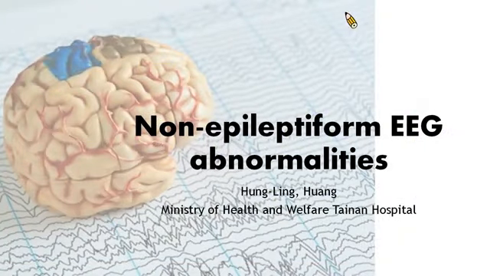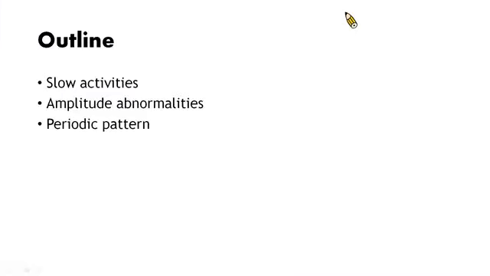Today's topic is about non-epileptiform EEG abnormalities. I'm Hongling Huang from Ministry of Health and Welfare, Tainan Hospital. The outline includes slow activities, amplitude abnormalities, and periodic pattern.